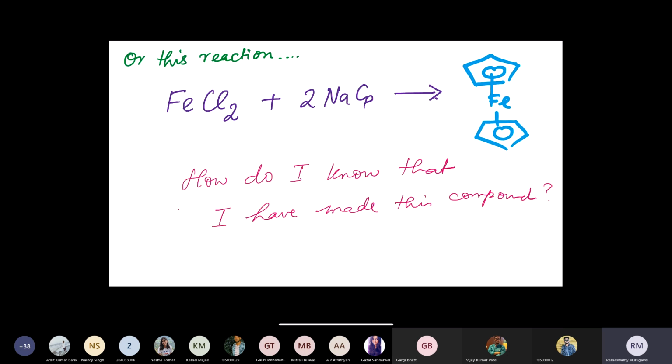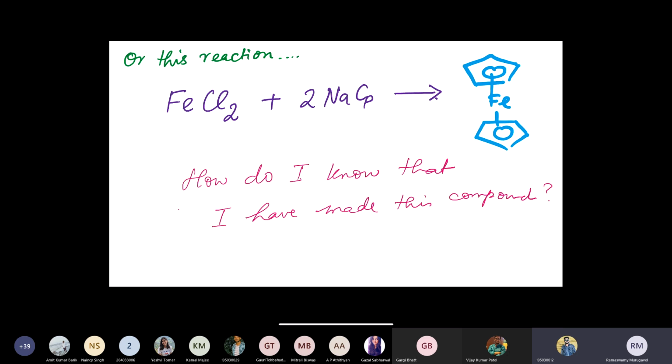And another reaction is a simpler one, which probably you have done before the lockdown started. Especially the BS students, I'm not sure, maybe even the MS students. Did you do this synthesis? Maybe yes, maybe not. Making ferrocene. Yes or no? One can unmute and tell. Yes, sir.